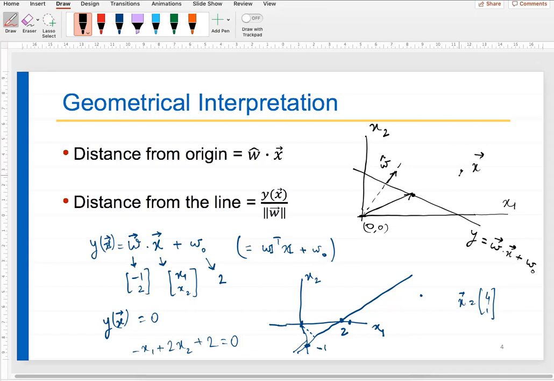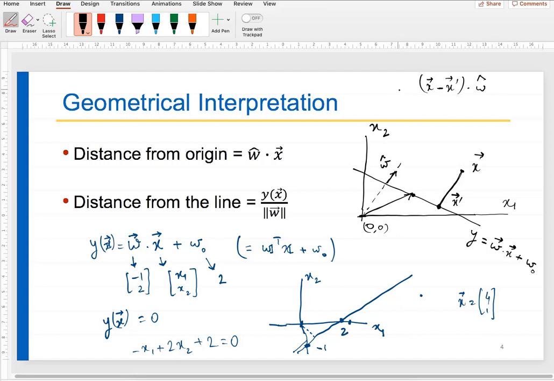So let us say this is the perpendicular distance of this point from this line, and this point you need to find. This point, let's say some x dash vector which lies on the line, means at this point the y of x dash vector is equal to 0. So I want to find the distance of x vector from this line, so I will say x vector minus x dash vector dot w hat. This is the distance from this line.